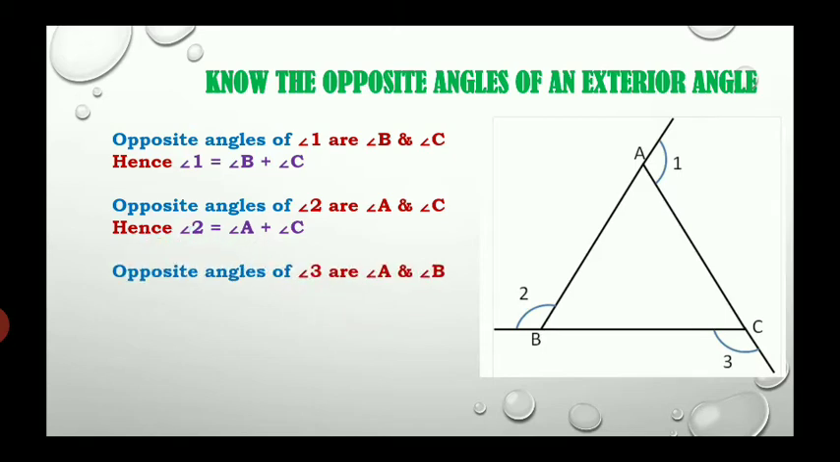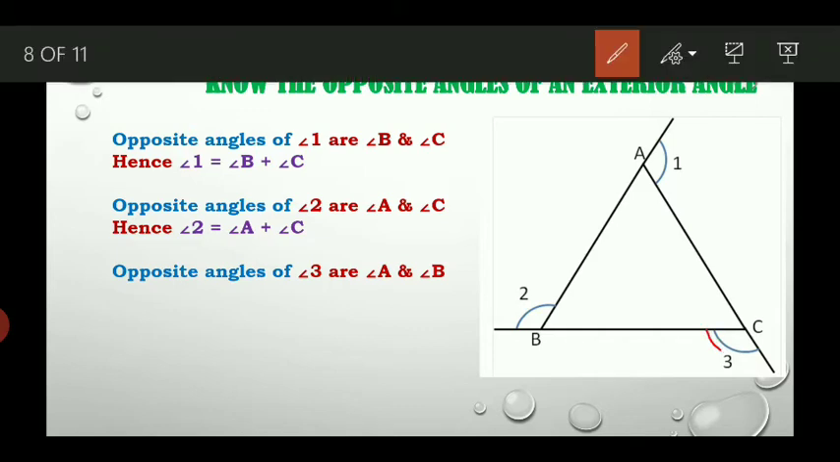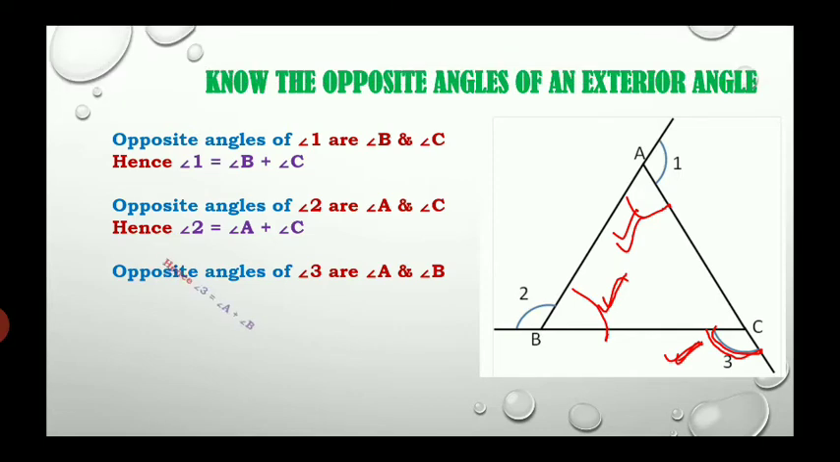Next is the opposite angles of angle 3. Now opposite to this exterior angle, which two angles are they? Angle A and angle B. So this plus this is equal to this. This is the exterior angle, so the exterior angle is equal to the sum of the two interior opposite angles. So you have to first see which are the two opposite angles, and only then can you find the exterior angle. So angle 3, that is the exterior angle, is equal to the sum of the two interior angles, so angle A plus angle B.